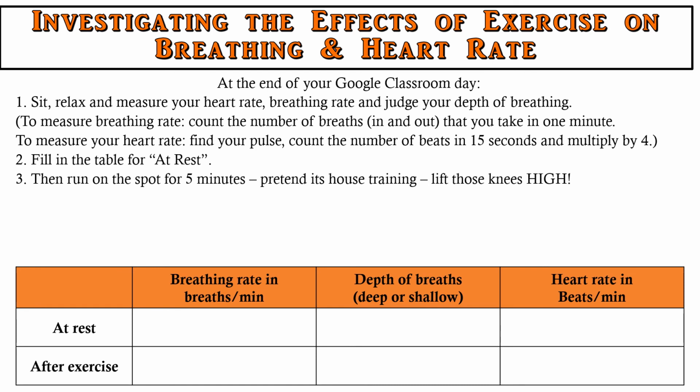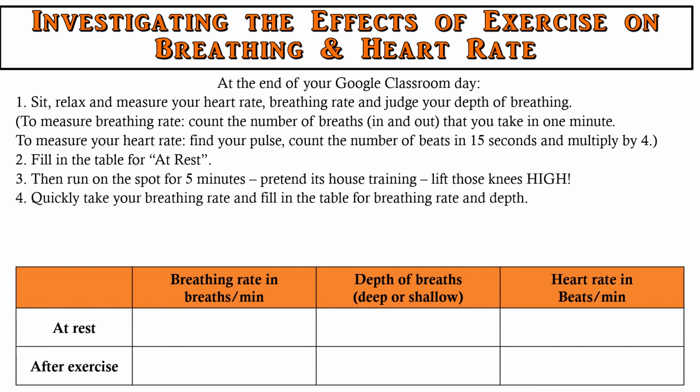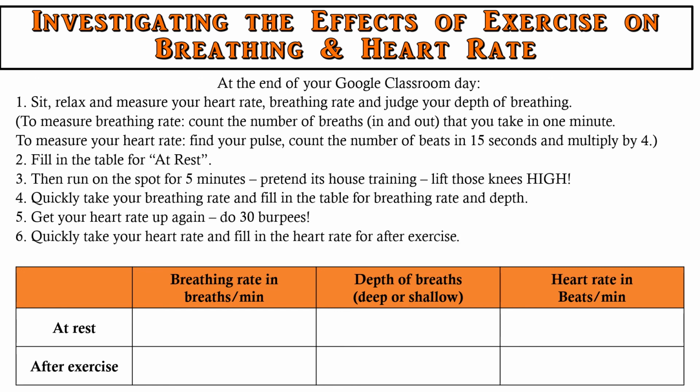Then you're going to run on the spot for 5 minutes. Pretend it's house training. Pretend whoever is breathing down your neck is getting you to run really quickly. Then take your breathing rate and fill in the table for breathing rate and depth. Then you're going to get your heart rate up again. Maybe do some burpees or sprint on the spot again. And then take your heart rate and fill in your heart rate for after exercise.